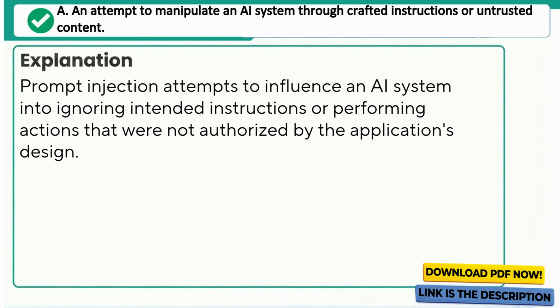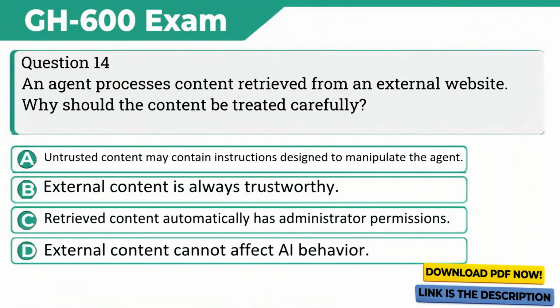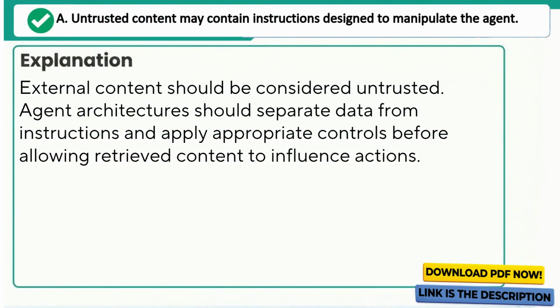Explanation. Prompt injection attempts to influence an AI system into ignoring intended instructions or performing actions that were not authorized by the application's design. Question 14. An agent processes content retrieved from an external website. Why should the content be treated carefully? A. Untrusted content may contain instructions designed to manipulate the agent. B. External content is always trustworthy. C. Retrieved content automatically has administrator permissions. D. External content cannot affect AI behavior. Correct answer. A. Untrusted content may contain instructions designed to manipulate the agent.